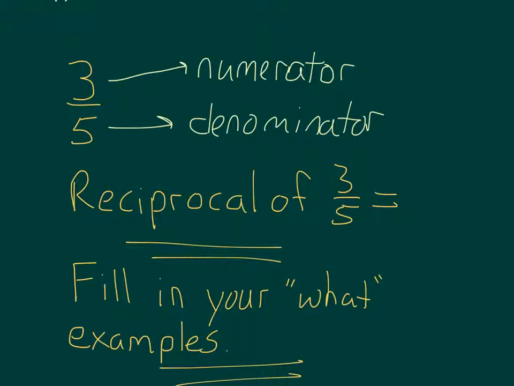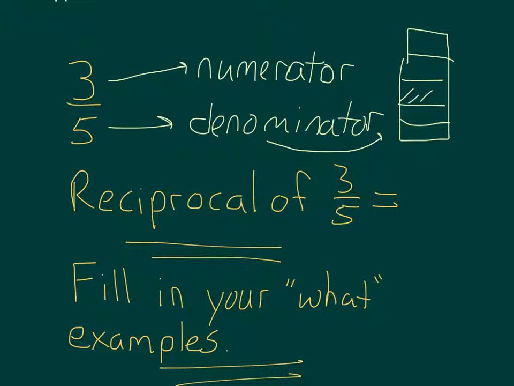Okay. And 3/5, so an example of that would be if you had a cake with 5 pieces. 5 would be the whole, all 5, and you have 3 of them, or you've eaten 3 of them. 3/5 of the cake would be shaded in, so that's what 3/5 means.